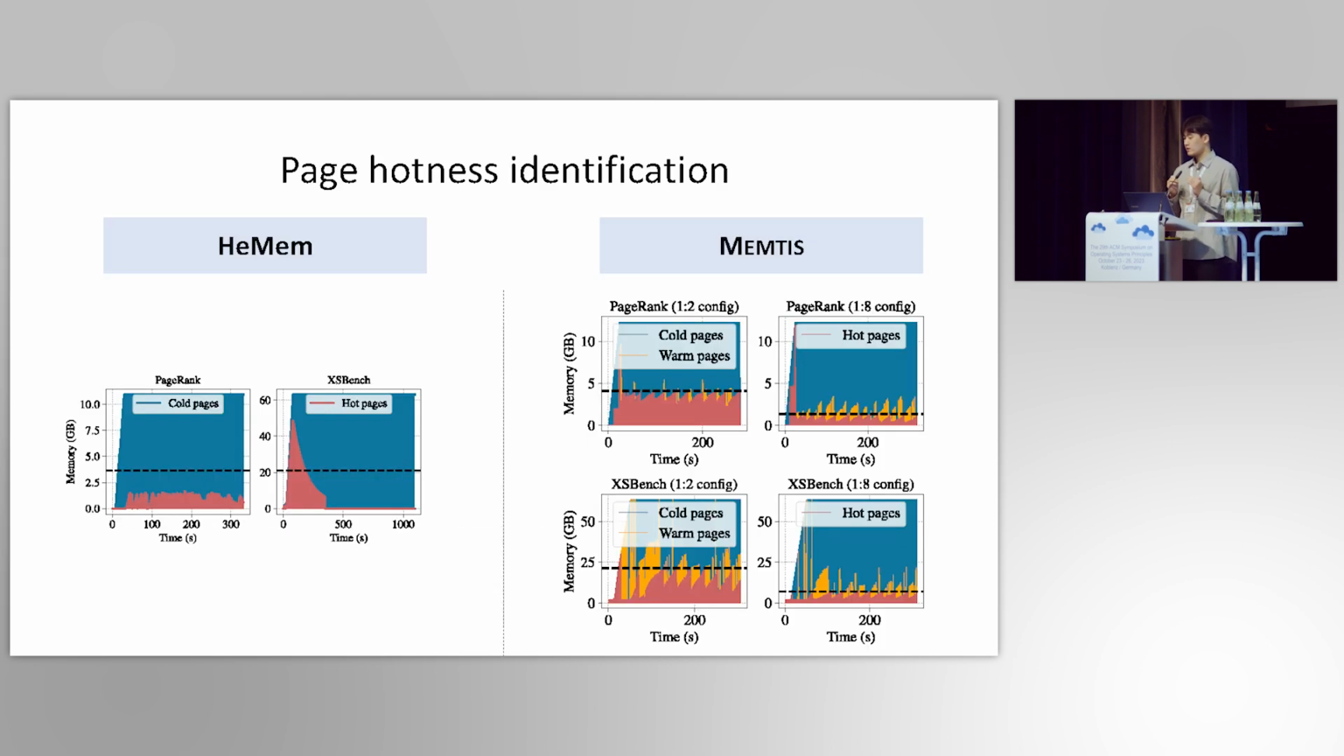Firstly, we examined the amount of hot, warm, and cold memory identified by MEMTIS, especially focusing on 2 different applications and 2 distinct tiering configurations. Unlike HeMem, MEMTIS adjusts the hot set size to align with changes in the fast tier size. So this adaptability is proved to be effective across both applications.